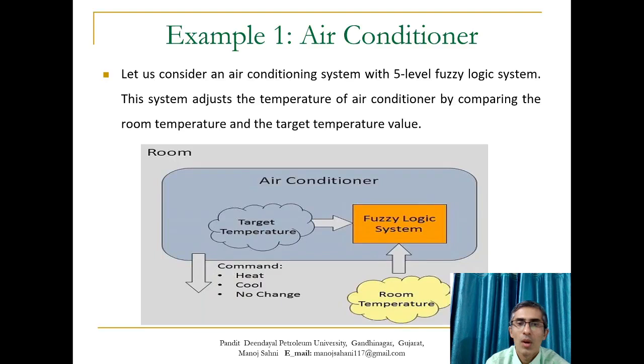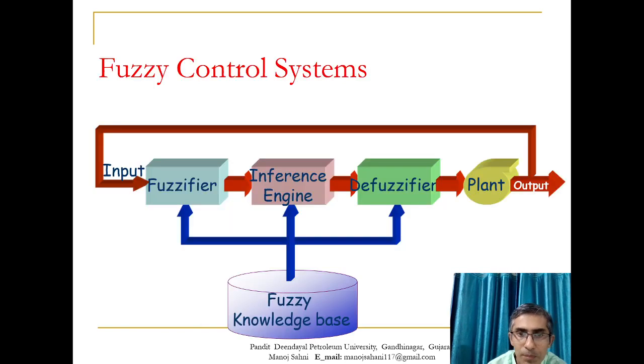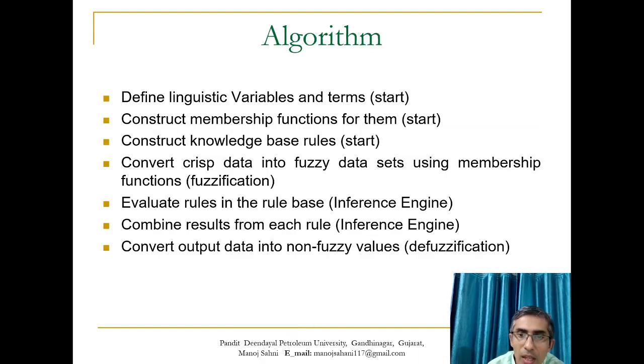Now, a simple example to make you understand is the air conditioner. The air conditioner is used in such a way that the temperature of the room is maintained. I'm giving you an example of a 5-level fuzzy logic system. How does it work? There's an input, which goes to the fuzzifier, which moves to the inference engine, and that inference engine contains some rules which defuzzify it, and you get the answer in crisp form.